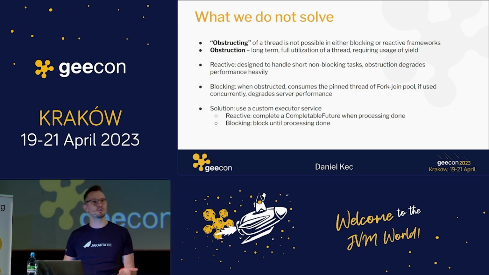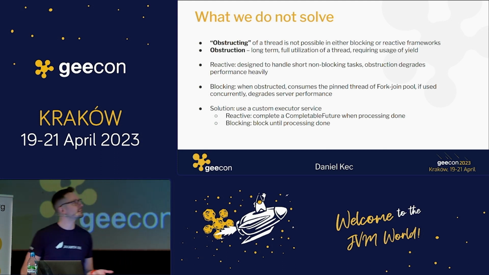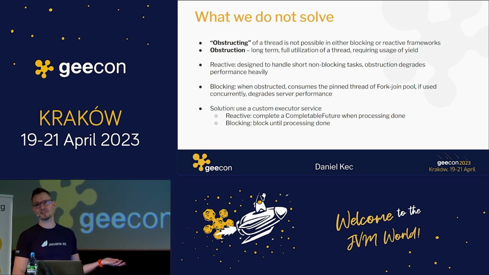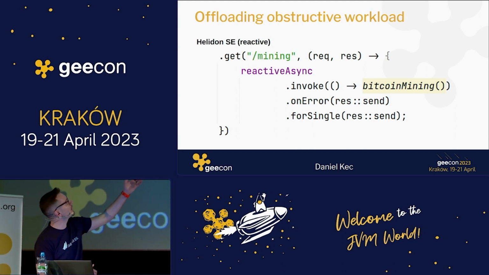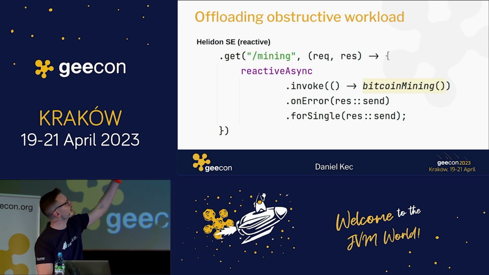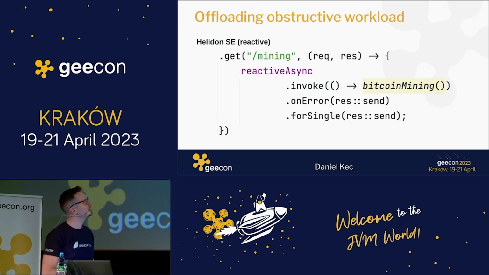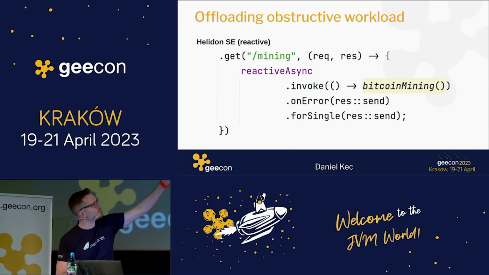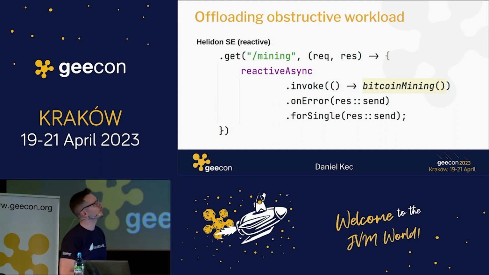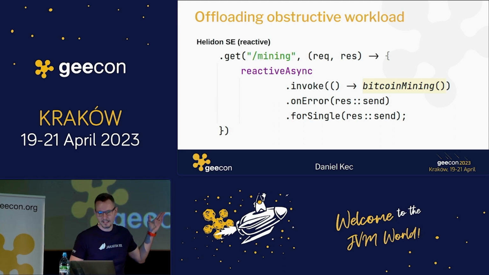But what you would have to do with reactive programming, it's the same problem, really, because we are doing the same thing. We are just moving it behind the curtains. With reactive programming, you have to offload it to another thread. So in Helidon, we had this fault tolerance async feature that you could actually use to run some task on different threads and wait for the responses synchronously. So this is what you would do in Helidon SE.